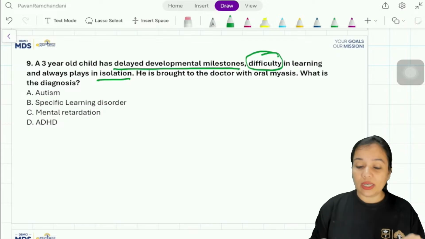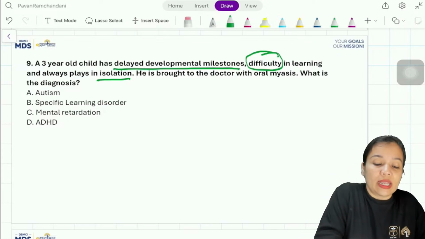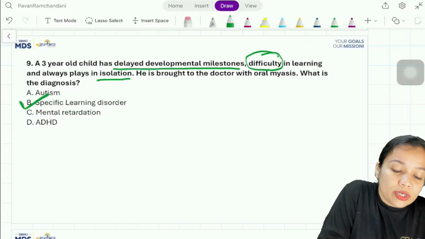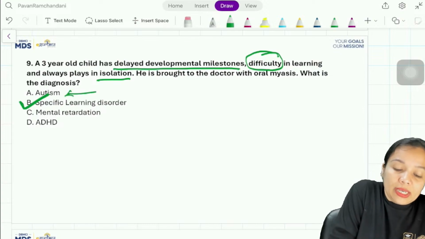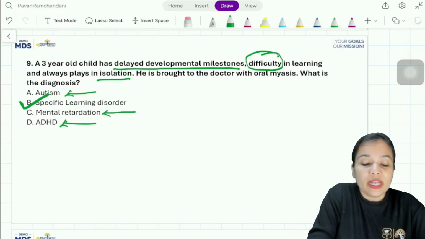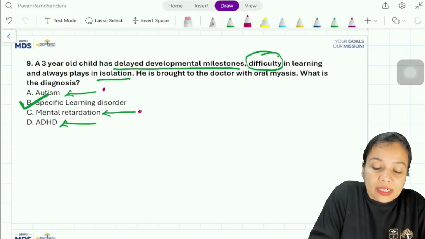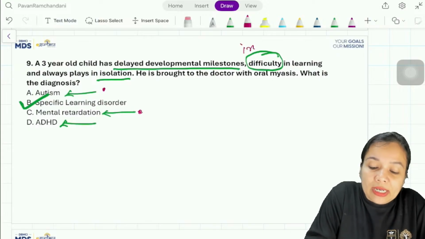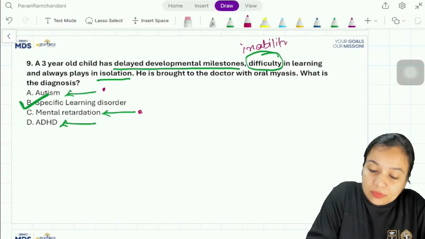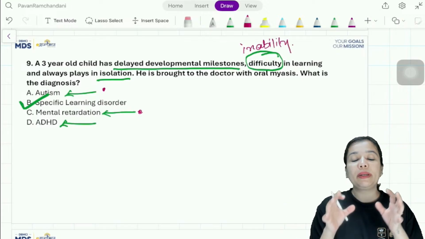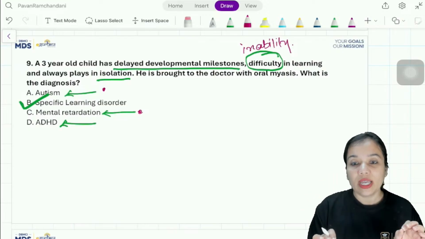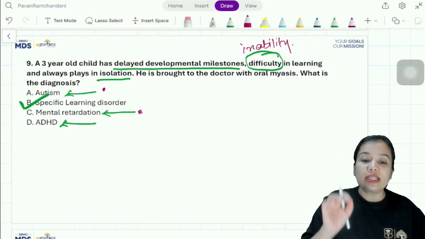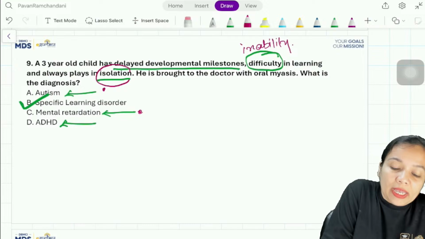Yes. So in this particular question, the answer is specific learning disorders. Basically, in case of autism and mental retardation, there will be inability in learning, not difficulty. In case of autism and mental retardation, there will be inability in learning things and not difficulty. In case of ADHD, a child will never play in isolation.